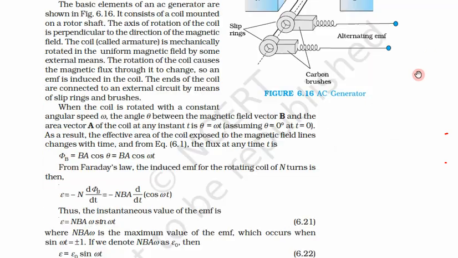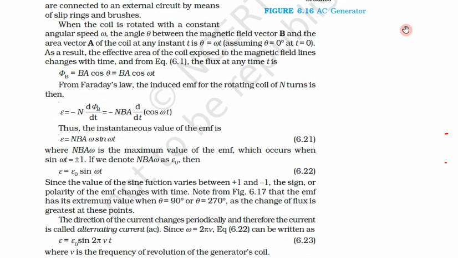Now let us see the physics behind it. What is the physics? When the coil is rotated, the angular speed is omega. The angle theta between the magnetic field vector B and the area vector A of the coil at any instant t is theta equal to omega t. So how do we get it? Because omega is equal to theta upon t, so theta is equal to omega t.